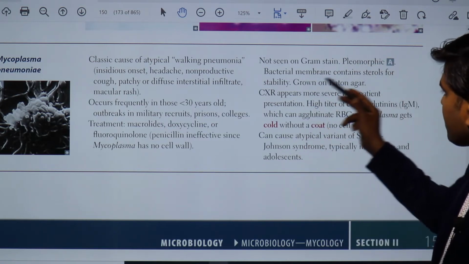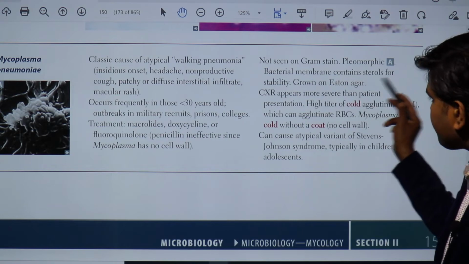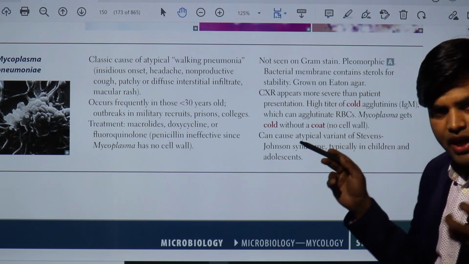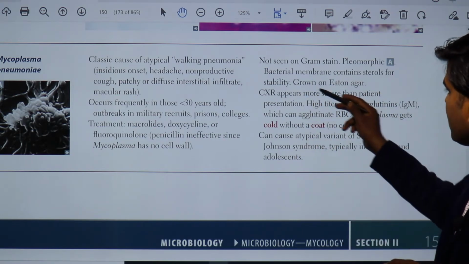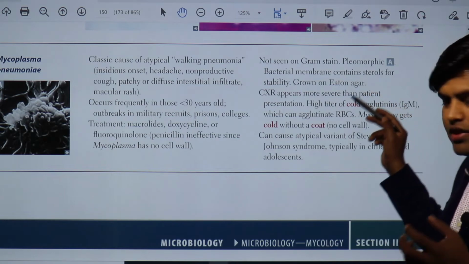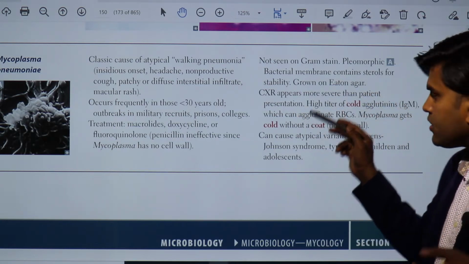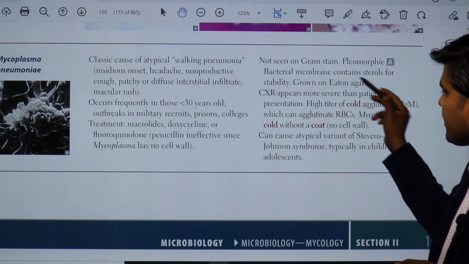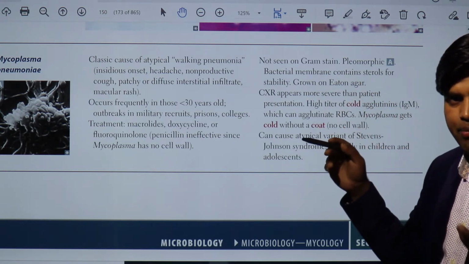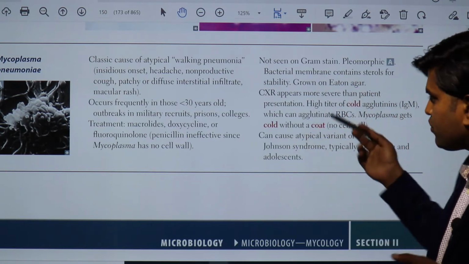They are pleomorphic. The bacterial membrane contains sterols for stability, which makes them stable. They are grown on Eaton agar. Eaton agar is a cholesterol-rich agar, and in any cholesterol-rich media they appear with a fried egg appearance. I will show you the images.